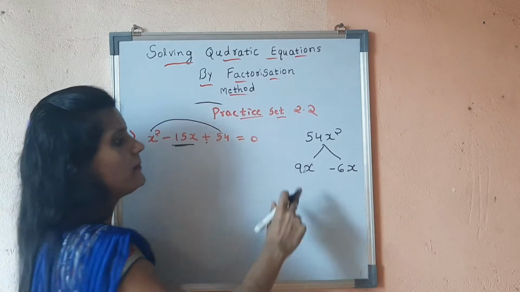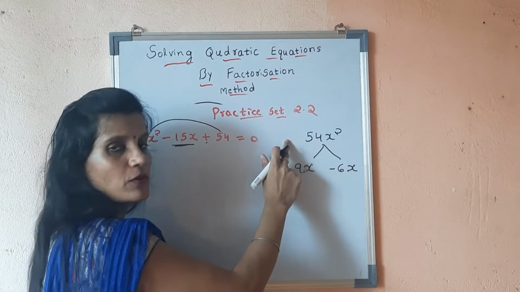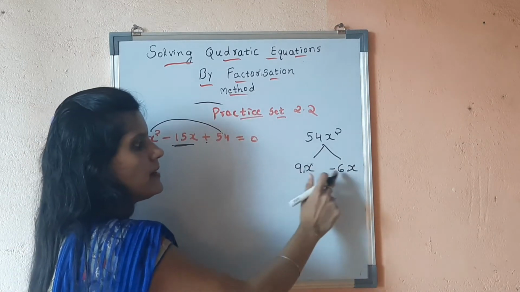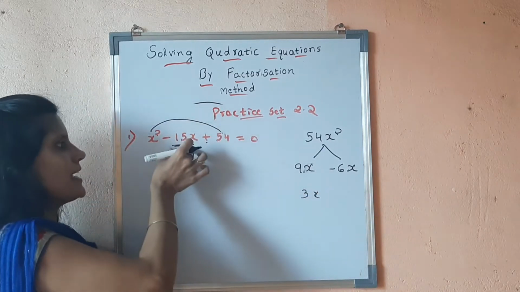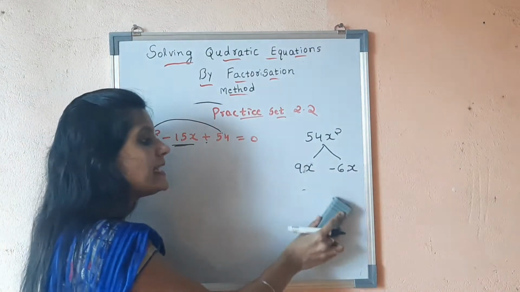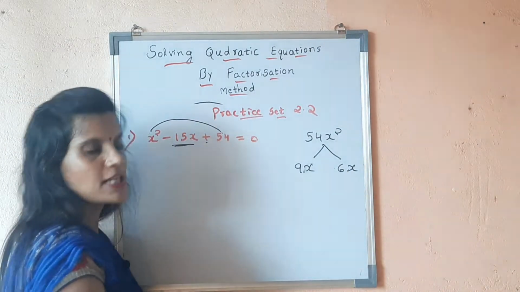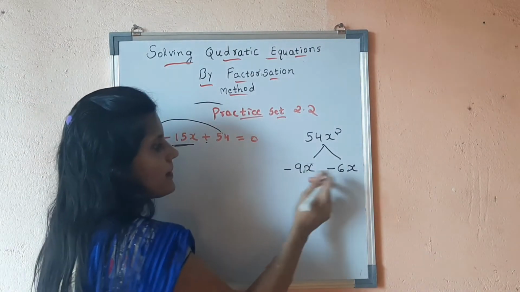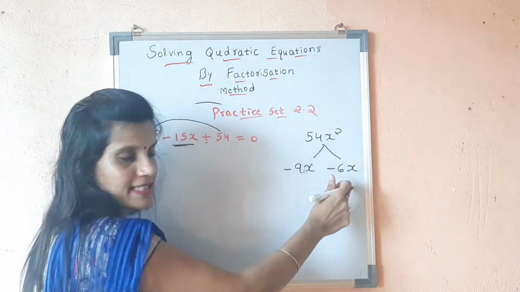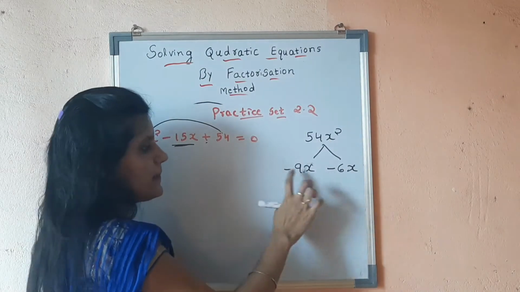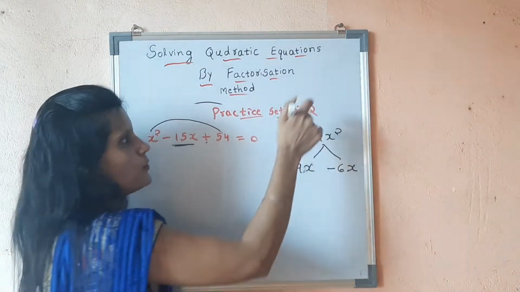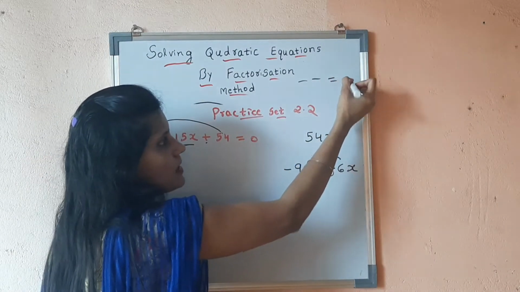What will happen again? 9 6s I will get minus 54 and minus 9 plus 6 I will get minus 3x. Positive 3x I will get. But we should get 15. So the only thing you are left with is, you should put both as negative. Minus 9x, minus 6x. It will become 9 6s 54. See, minus minus, it will become plus. You know that negative times negative will be a plus.